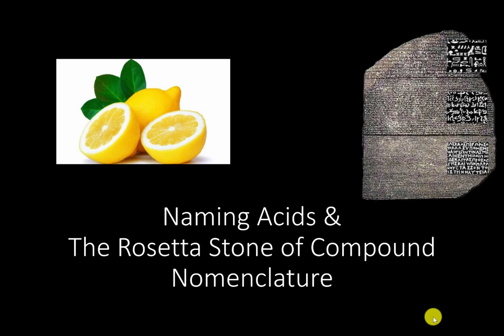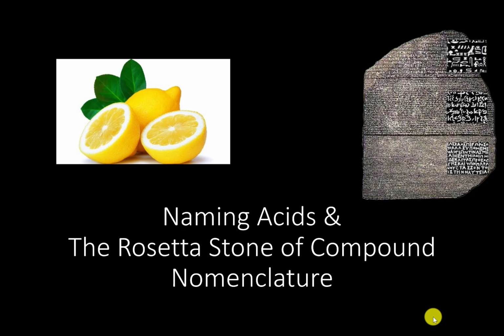Welcome. Today we're going to be talking briefly about naming acids, and then I'm going to go over something I'm calling the Rosetta Stone of compound nomenclature. Nomenclature, of course, means any system of naming something, and in this case we're talking about chemical compounds. So this is what you've already been talking about in a word you've seen before. The reason I call this little piece of paper the Rosetta Stone is because it helps to put everything together.